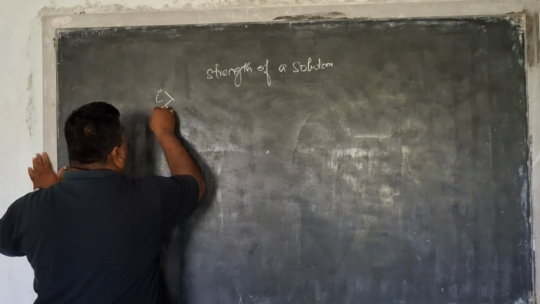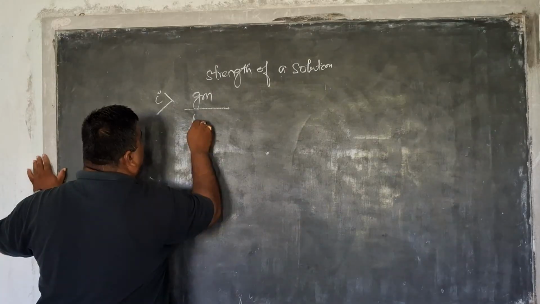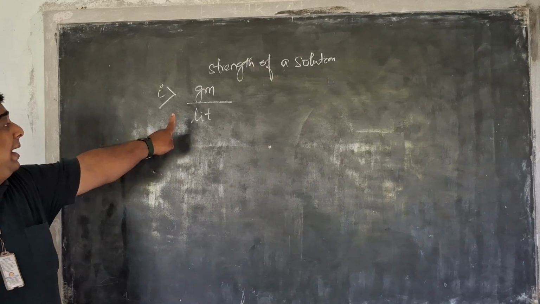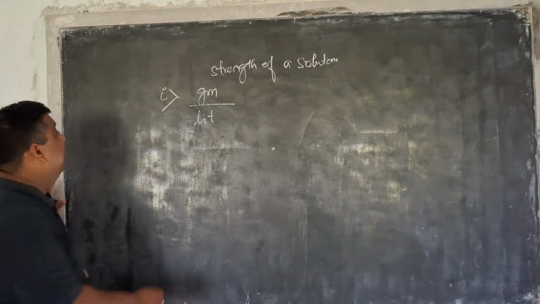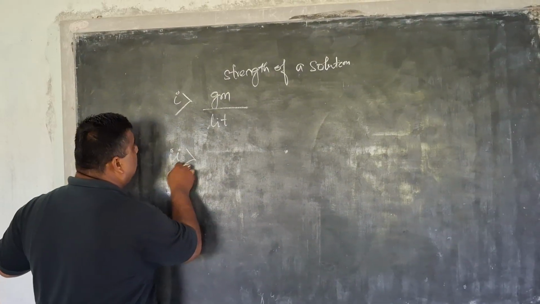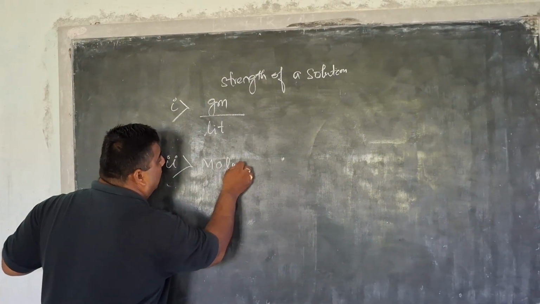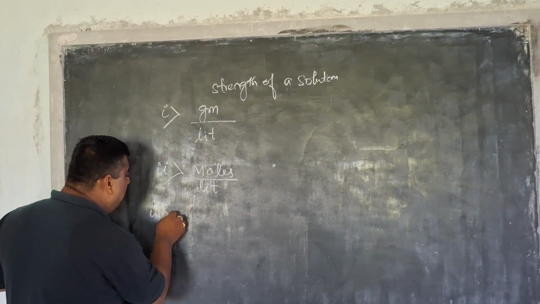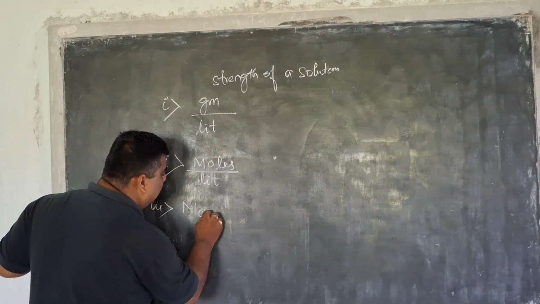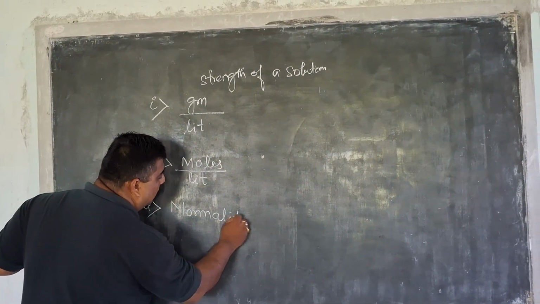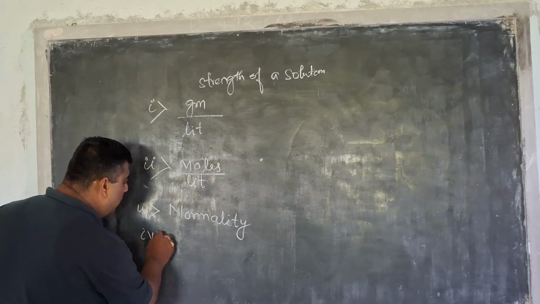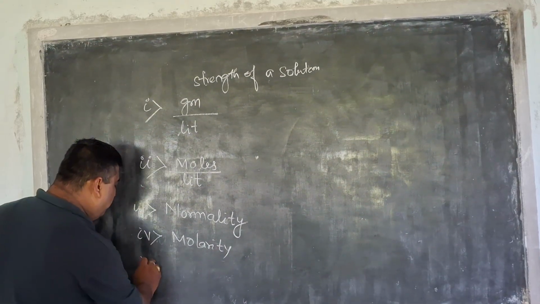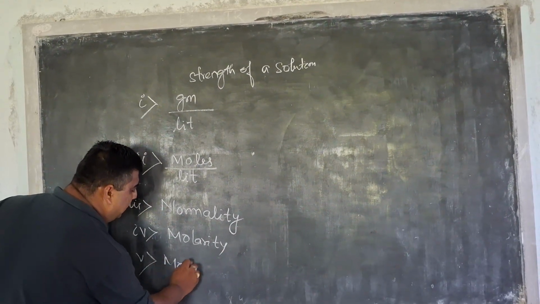One is gram per liter. The first method of representation is gram per liter. The second one is moles per liter. The third one is normality. The fourth one is molarity. The fifth one is molality.